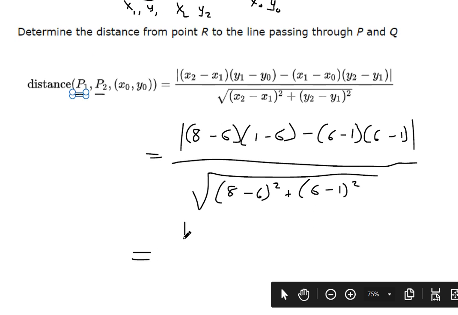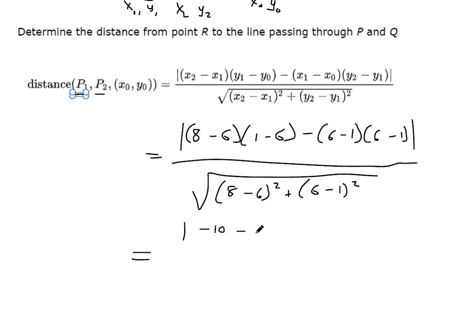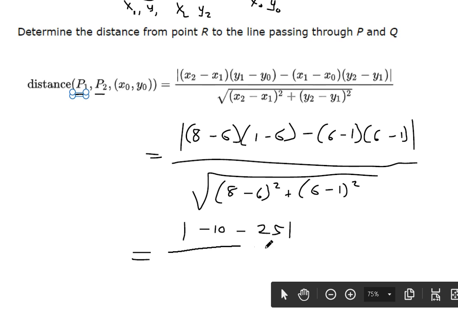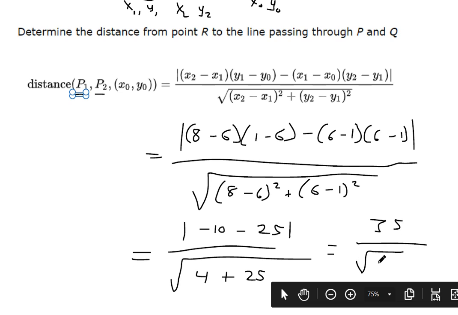And then if we simplify in the numerator, that's 2 times negative 5, so that's negative 10. 5 times 5 makes 25. And then the denominator, this is 2 squared, so that makes 4. And then that's 5 squared, so that makes 25. So absolute value of the numerator, that's 35 over the square root of 29.